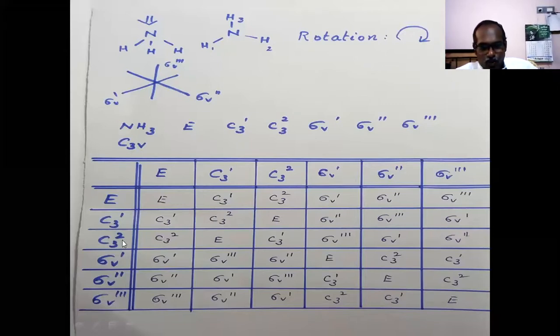Similarly for C3 twice into E, C3 twice. C3 twice into C3 once is E. C3 twice into C3 twice will result in C3 once because C3 thrice into C3 once, where C3 thrice is E. E into C3 once results in C3 once.